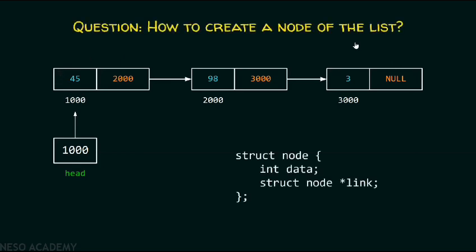Now my question is how to create a node of the list. That is the first question. We already know how to create a node of the list. Isn't that so? We need to create a structure, something like this, struct node. It should consist of the data as well as the link part. This is the way we'll create a node of the list. This is what we learned in the previous lecture. We know how to create a node of the list.